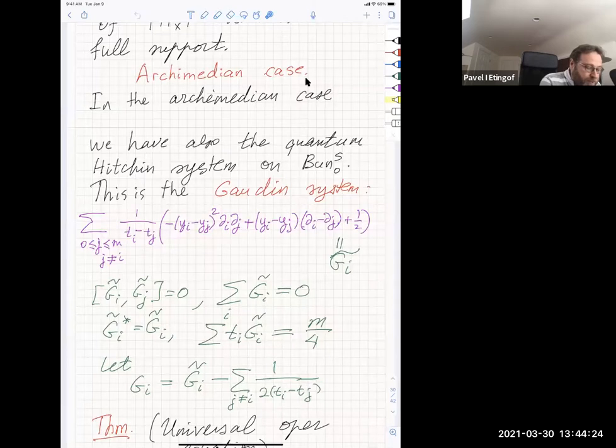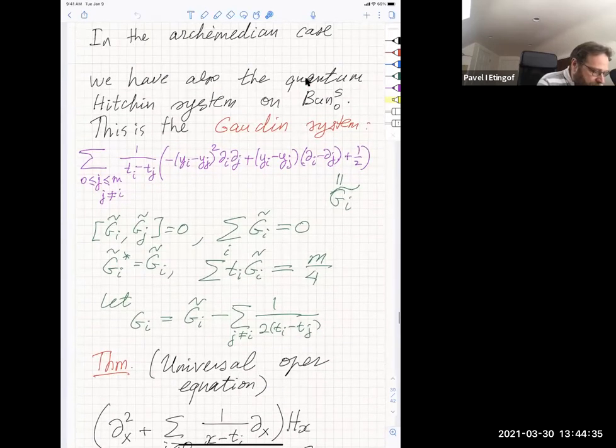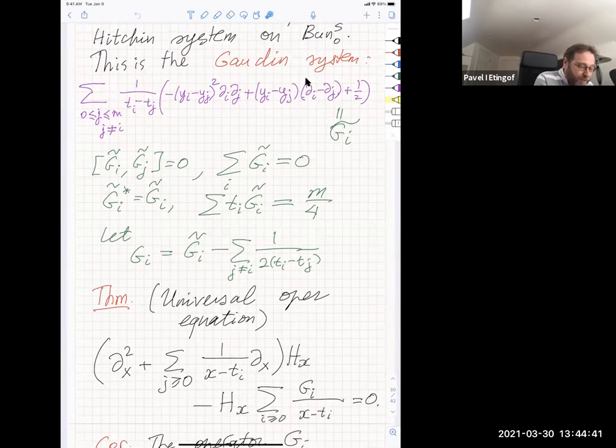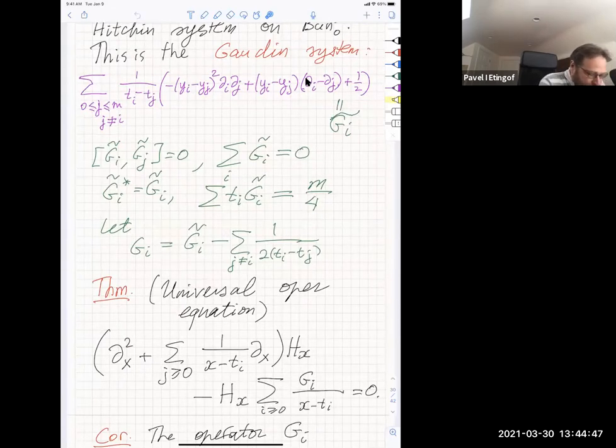Because of these two equations, there are in fact only m-1 operators which are independent, and they form a quantum integrable system. So the theorem is the following. How are they related to Hecke operators? This theorem is called the universal Oper equation. It says that Hecke operators satisfy a second order linear differential equation with respect to x, whose coefficients are these Gaudin operators. And from this it will follow that these Gaudin operators also commute with Hecke operators.